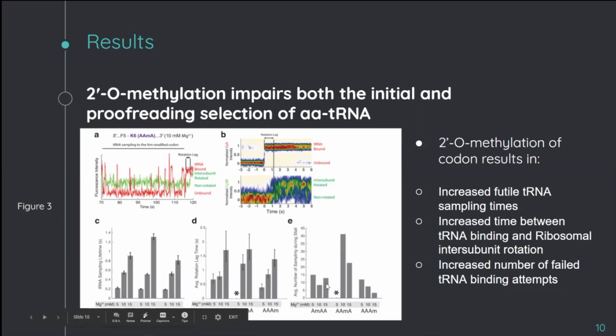And figure 3E shows that if you methylate the A site codon, then this increases the number of attempted tRNA binding attempts.